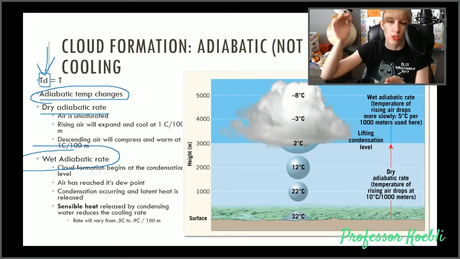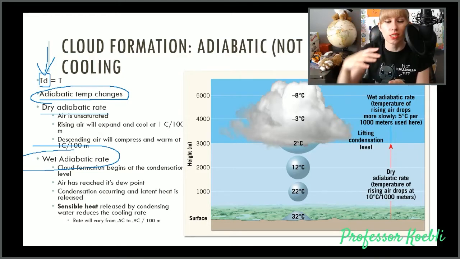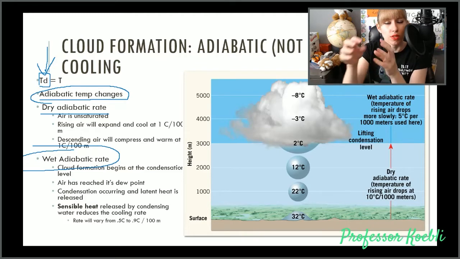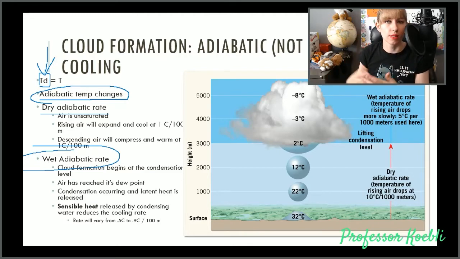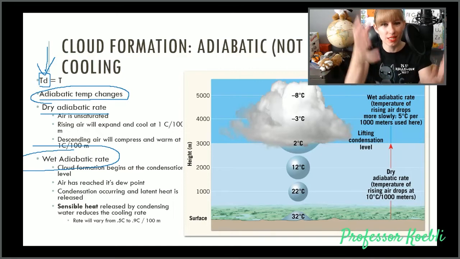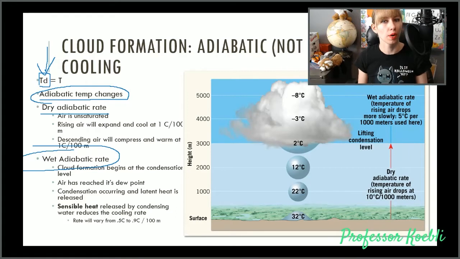And so once you get a drop to a certain degree, just like we saw earlier with the Erlenmeyer flasks, you're going to have water just literally fall out of the sky. And it's going to condense onto things that it can, things that have dust particles on it, like your car. Dry adiabatic rate is when you have unsaturated parcels of air. The rising air will expand and cool at 1 degree Celsius per 100 meters, and then if it descends, it will compress and warm at 1 degree Celsius per 100 meters, which we can see down here. This is the dry adiabatic rate.